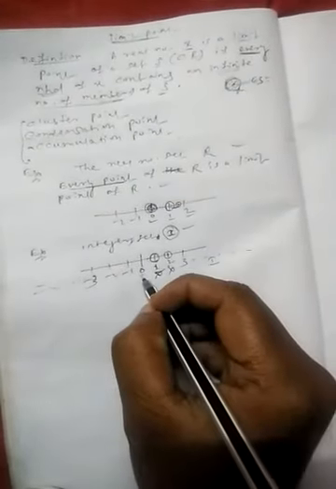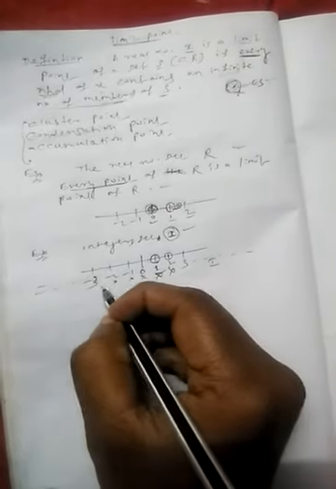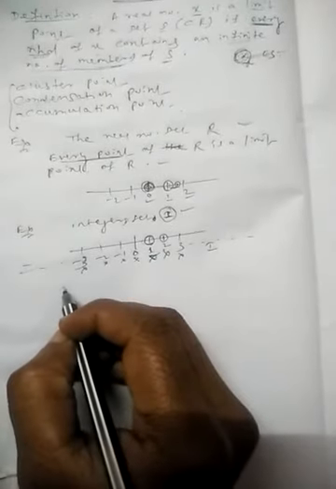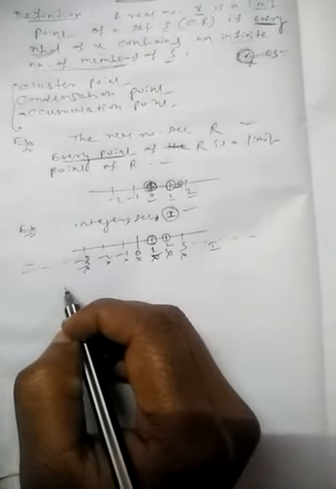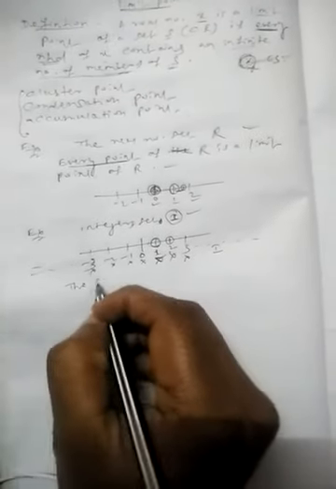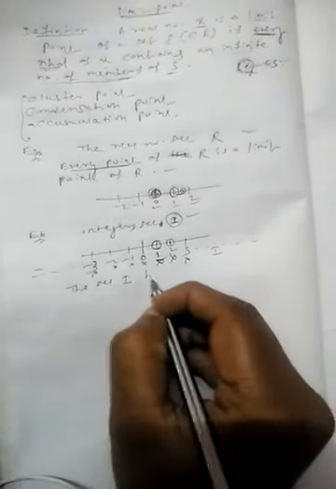Similarly you can check, this is not a limit point, this is not a limit point, this is not a limit point. So these are not the limit points. So here we can write that the set I has no limit point.